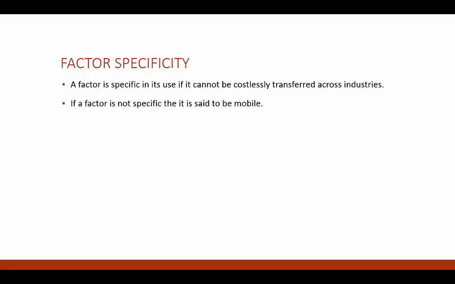A factor is said to be specific to a particular industry if it cannot be relocated to an alternative production process. Usually we assume it could, but at a prohibitive cost such that in the short run it can only be used where it has been previously committed. When a factor is not specific, we say it is mobile across industries.